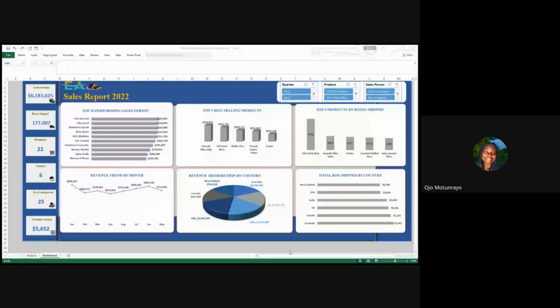So the 3D chart, you can change that, and your revenue distribution by country, you can change that too. Overall, this is a beautiful dashboard. It's even looking like, if it shows some people, they will not know that this is an Excel dashboard. It's looking like Power BI already. So well done, you've done well.